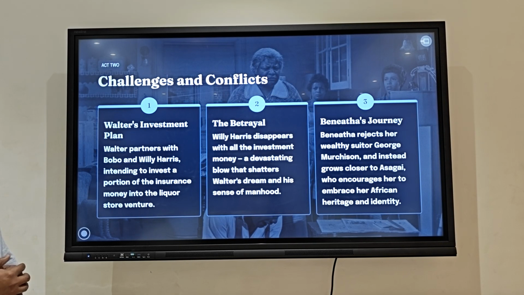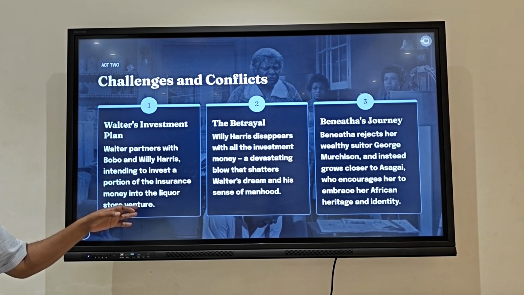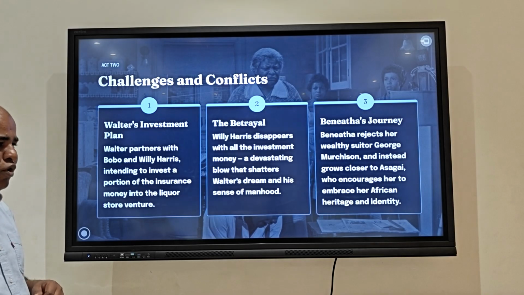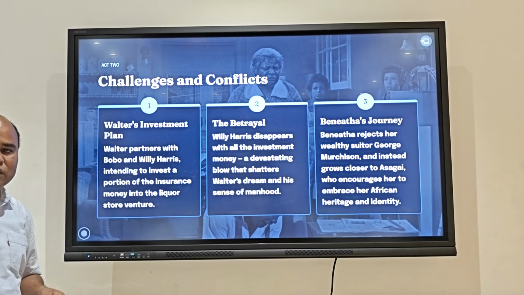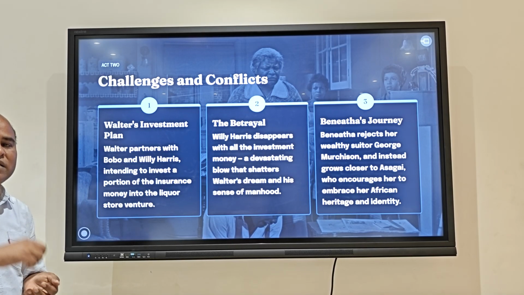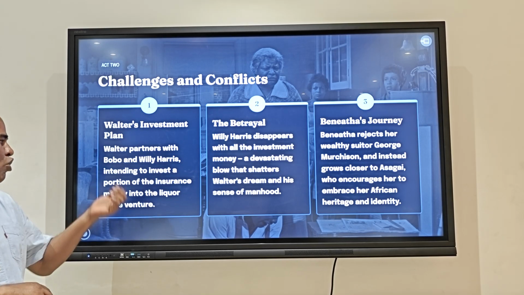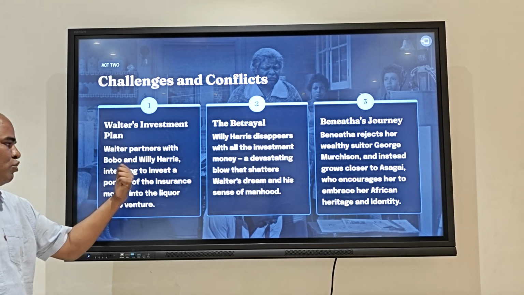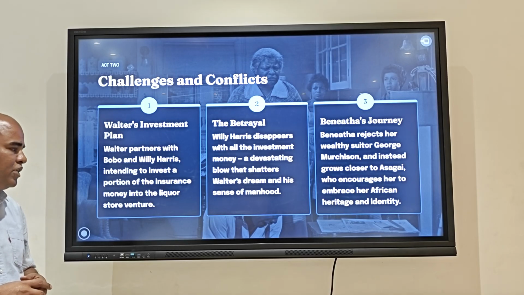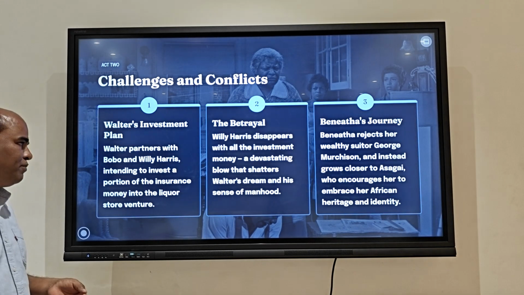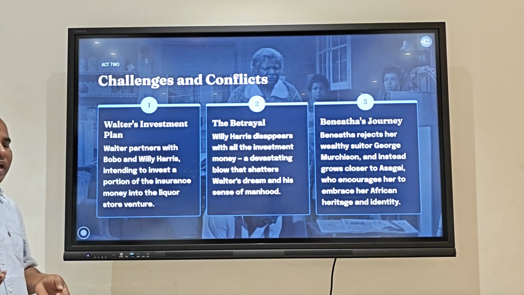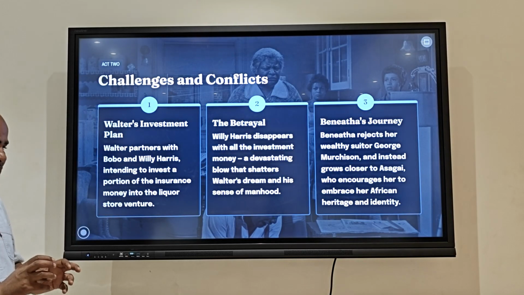The first, of course, is Walter's investment plan. Walter partners with Bobo and Willy Harris, intending to invest a portion of that insurance money into the liquor store venture. As we already know, Walter wants the entire amount to himself. He says that amount is required so that he can invest it. He's already in talks with these two nefarious characters, Bobo and Willy Harris, who have promised to crack a deal for him, and that is why he wants that amount to himself.